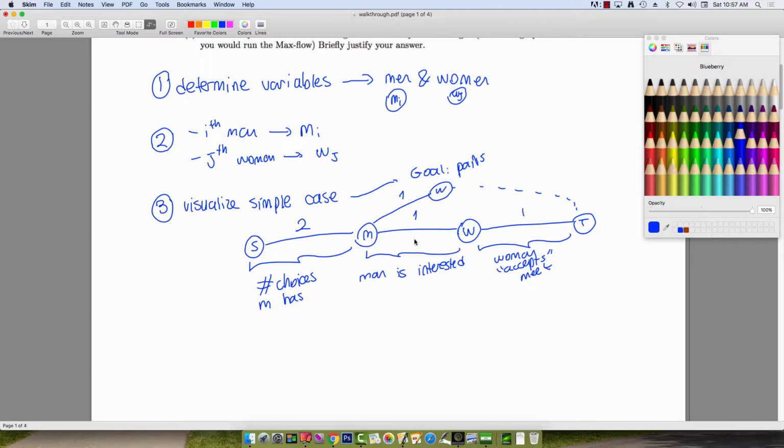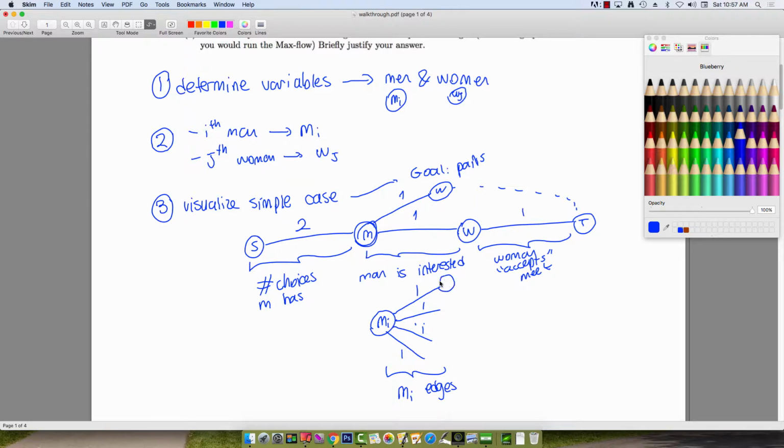Between man and woman, the edges show the different women that this particular man wants to meet with. We know that in this question, each man i has mi many women. So each of them will have an edge weight of 1, and in total we will have mi edges coming from this particular node.